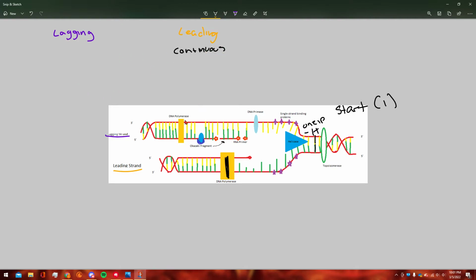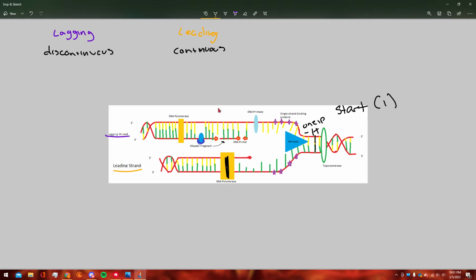Now, if we go to lagging, you can see there's gaps here in the RNA primer. So it's getting to the DNA primase, and then you have the RNA primer. And you can see these gaps. These are called the Okazaki fragments. And this is why it's a discontinuous cycle.